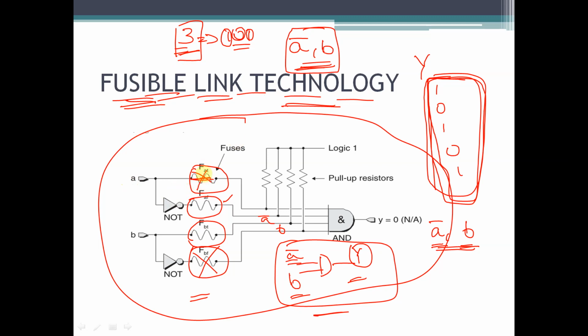He should first decide which fuse connections should be present and which should be removed, or else he can maintain all the fuses, but at the output he will only get one. So he can remove the unnecessary fuses, program the device, and get the particular bit pattern or particular information. He can reprogram it again and again with this fusible link technology. Is it clear?